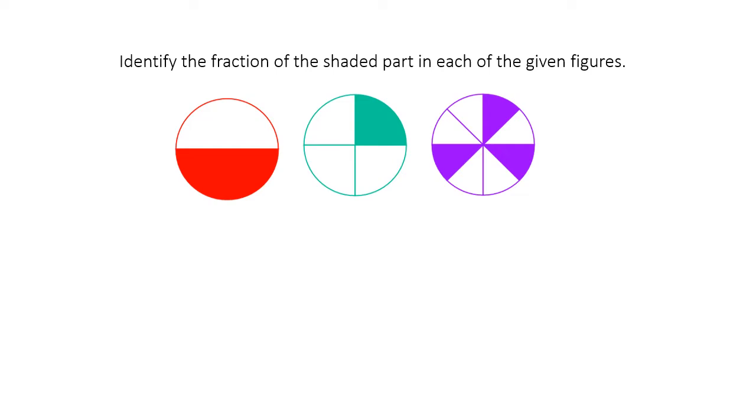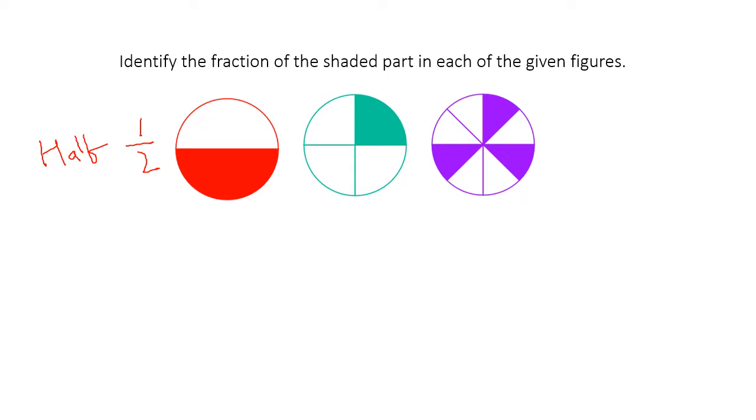Let's do these questions. Identify the fraction of the shaded part in each of the given figures. In the first case, half is the fraction. Out of 2 parts, 1 half is shaded. So the answer is 1 over 2. You can also call it half, right?